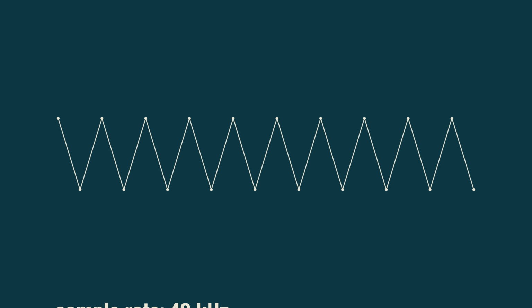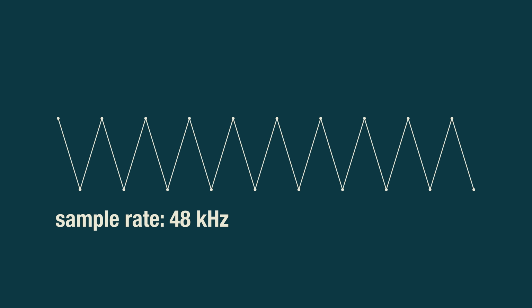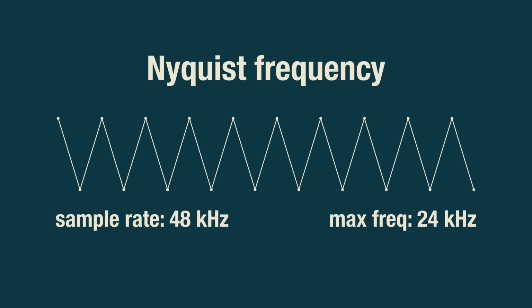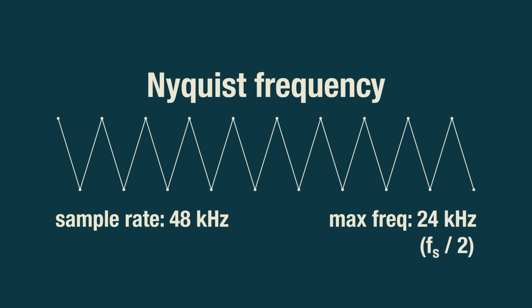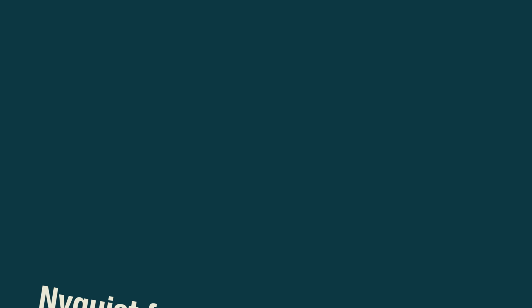Its frequency depends on the sample rate. At 48 kHz, it makes a triangle wave at 24 kHz. I won't play that in case you're an infant or a dog. This is the Nyquist frequency, and it's always half the sample rate. Beyond that, you get aliasing.